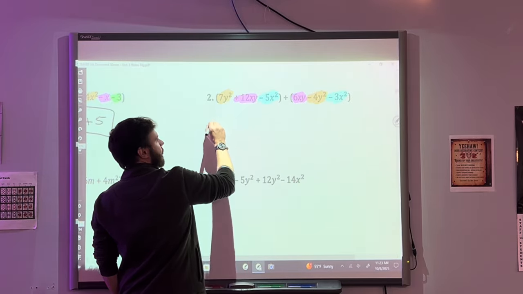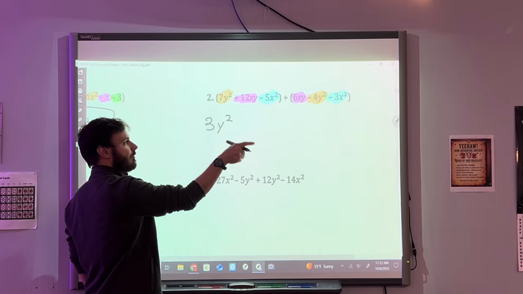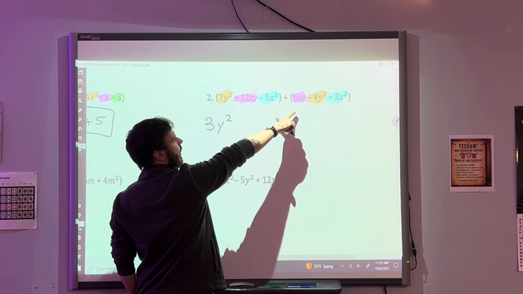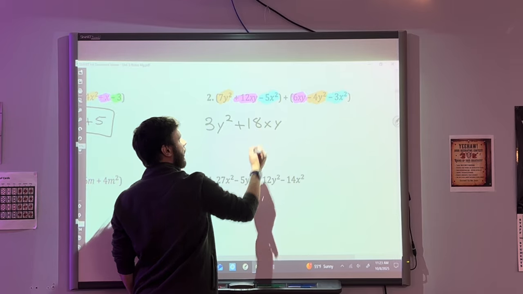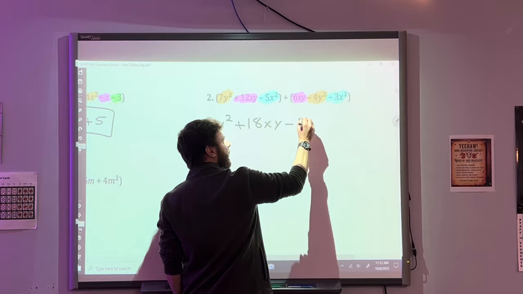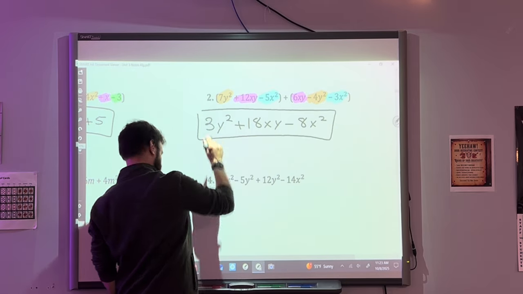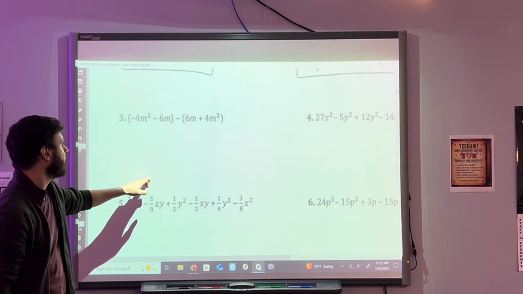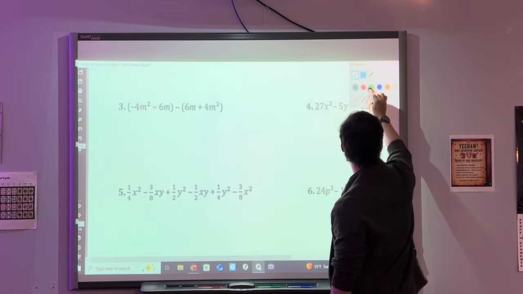7y squared minus 3y squared, or 4, gives me 3y squared. 7 take away 4 gives me 3. I have 12 xy's plus 6 more xy's. That's 18 xy's. And then finally, negative 3, negative 5 make negative 8x squared. That is it. Okay, I'll do a couple more of these. I'm subtracting.